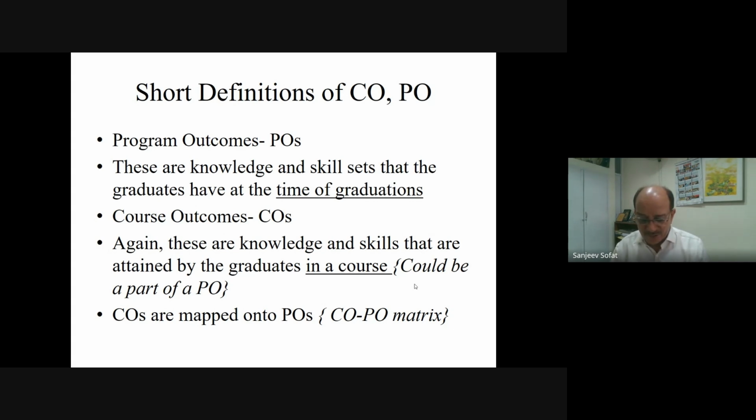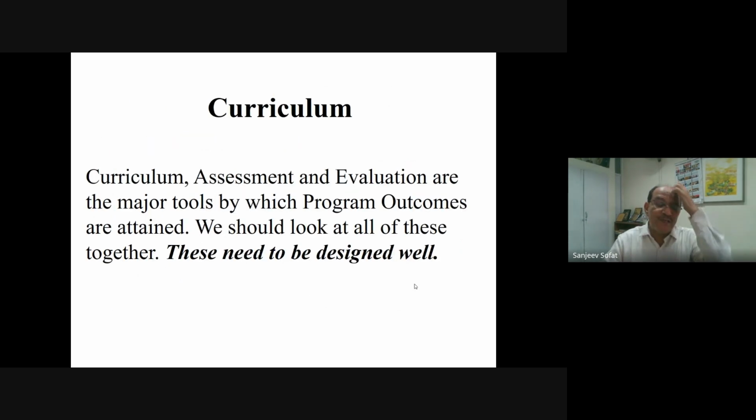Now, Dr. Meenakshi might have talked to you about how exactly you map them. This is one of the major tasks as far as curriculum design is concerned: how exactly you will map these courses with the POs. We call it a COPO matrix, or COPO mapping. Curriculum, assessment, and evaluation are the tools by which program outcomes are attained. Whatever program outcomes I have thought of, I attain with the curriculum, assessment, and evaluation. These are three tools through which we try to do it, and we have to design them well.